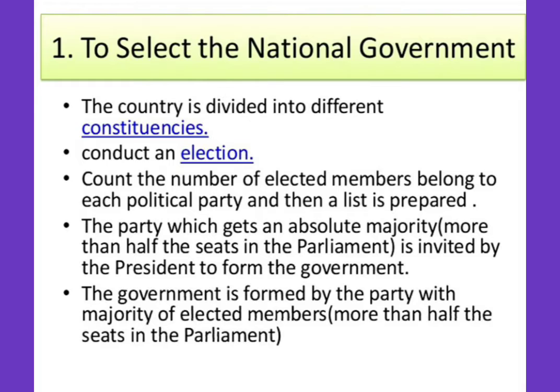Let's begin with this. The country is divided into different constituencies which conduct an election, and the party which gets an absolute majority is invited by the President to form the government. The government is formed by the party with the majority of elected members, that is more than half the seats in the Parliament. I hope it is clear to you.